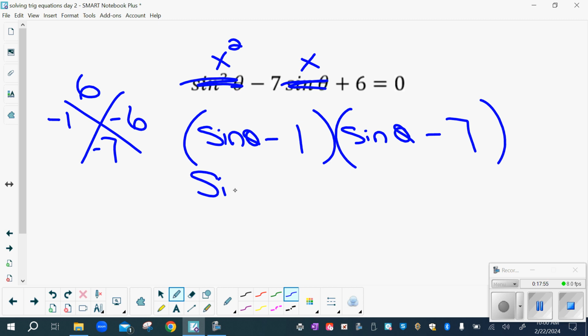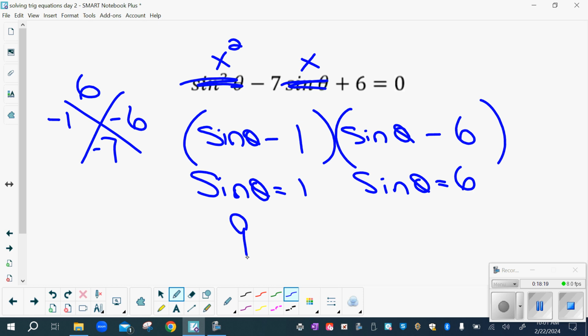So I get sine theta equals 1 and sine theta equals 6. Sorry. Thanks for catching me. Sorry, friends at home. Now, here we go. This is where it gets a little bit fun. I look at my unit circle. I find where sine is 1. That's nice and easy. It's right at the top. That's 90 degrees. And then I start looking for the number 6.